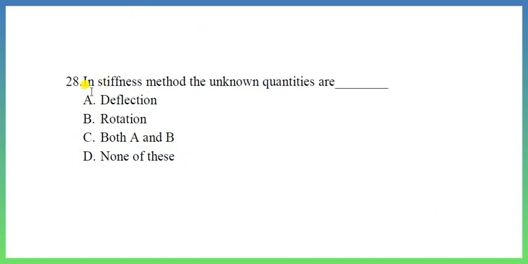Next one, in stiffness method, the unknown quantities are option A deflection, B rotation, C both A and B, and D none of this. So in stiffness method, the unknown quantities are deflection and rotation. Means option C is the correct answer. That is both A and B.